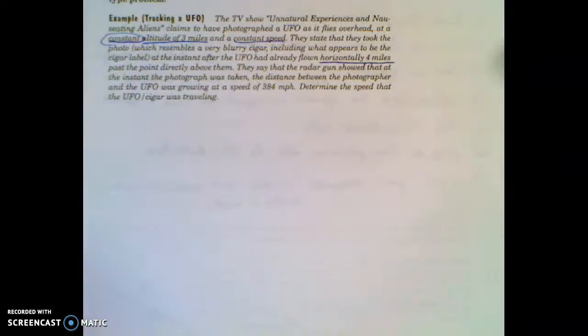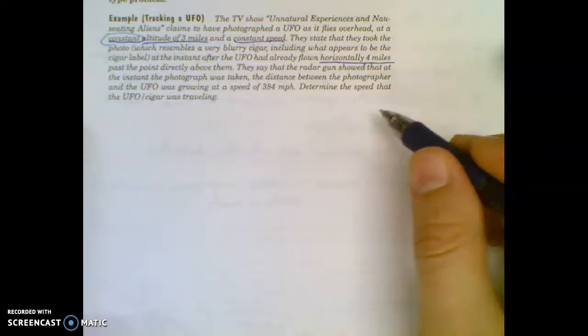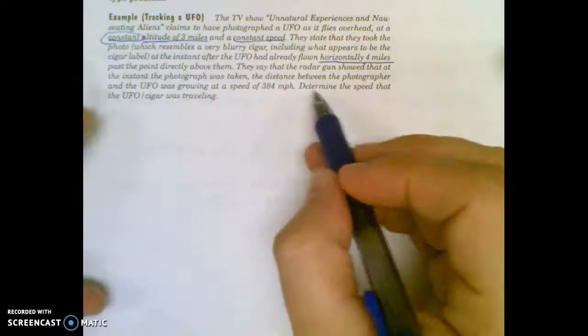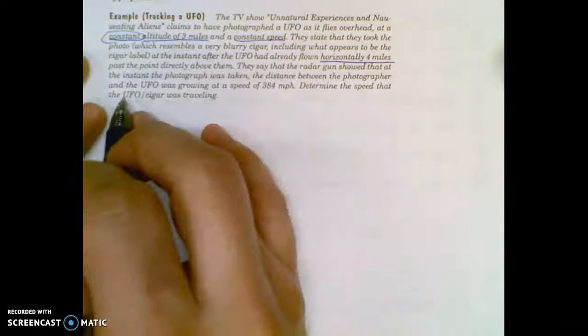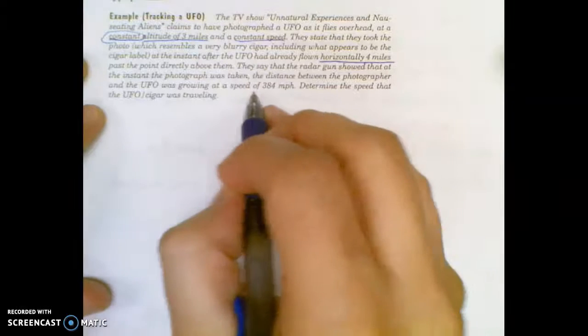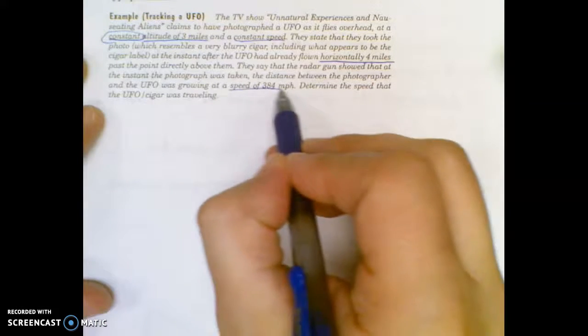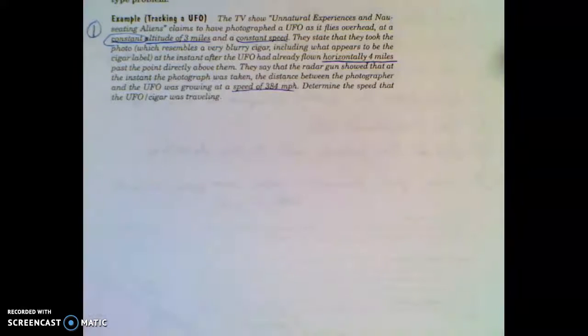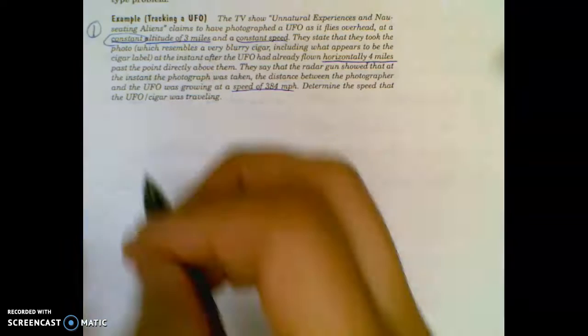So you got a person with a camera, you got a UFO that's flying horizontally. The distance between the photographer and the UFO was growing at a speed of 384 miles per hour. Determine the speed that the UFO or cigar was traveling. Okay, so we're going to draw a picture of that. Well, step one is read the problem. Step 2 is draw the picture, right?